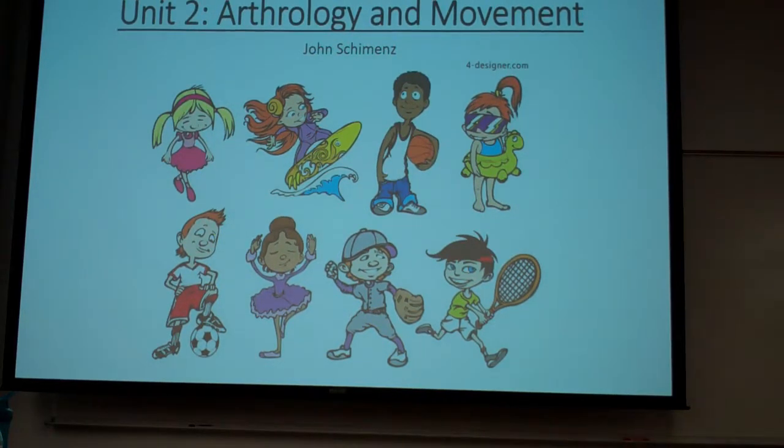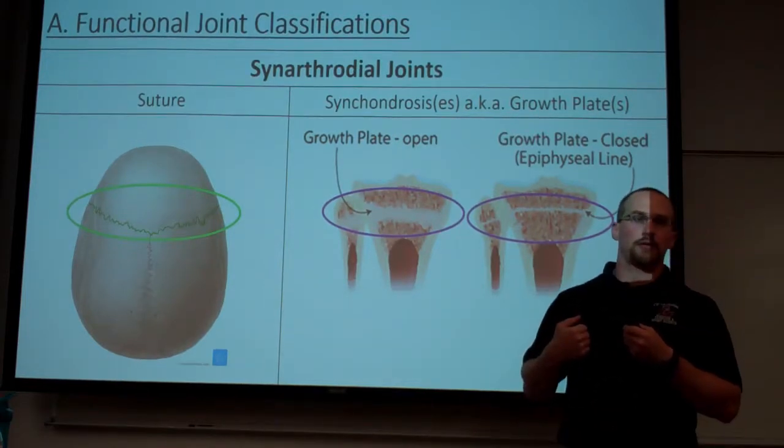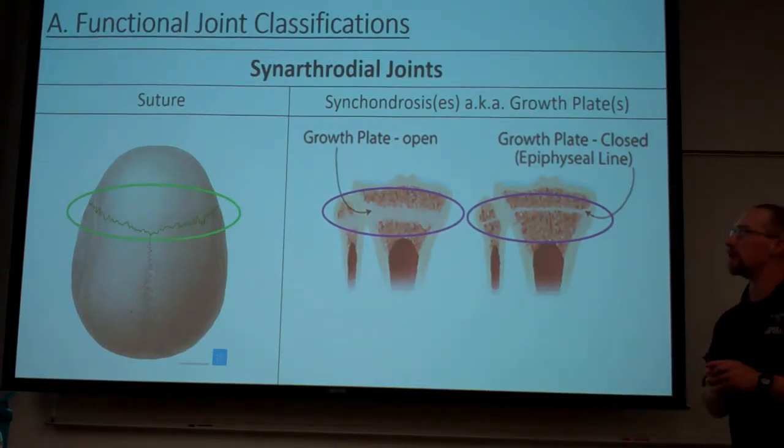Let's start here. Arthrology and movements. Arthrology means the study of movement. So that's all that fancy term means. In order for us to move, though, we've got to have joints. And joints are where two bones come together. That's what a joint is going to be.